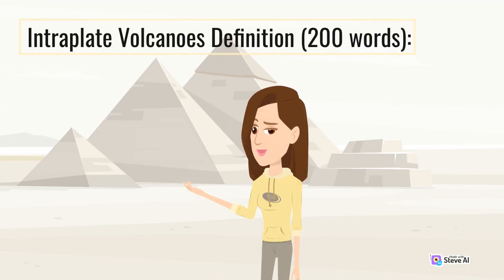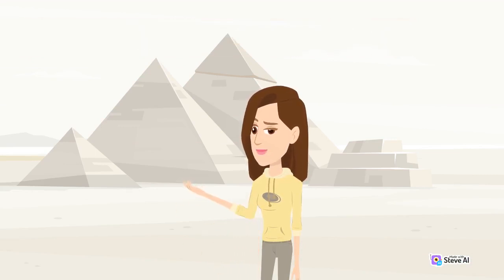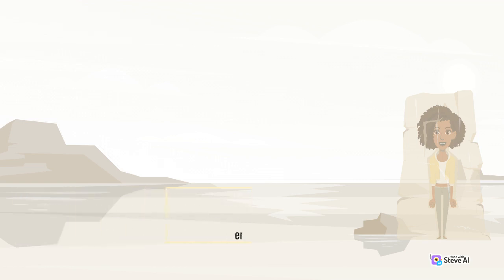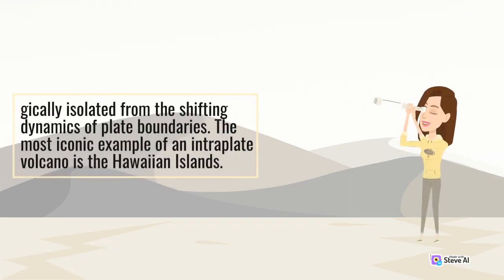Intraplate volcanoes definition, 200 words. In contrast to volcanoes located at plate boundaries, intraplate volcanoes defy the conventional understanding of plate tectonics. These volcanoes emerge within the interior of tectonic plates, geologically isolated from the shifting dynamics of plate boundaries. The most iconic example of an intraplate volcano is the Hawaiian Islands.